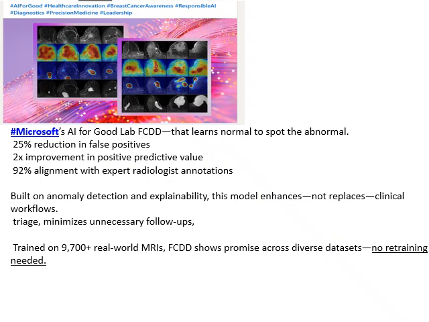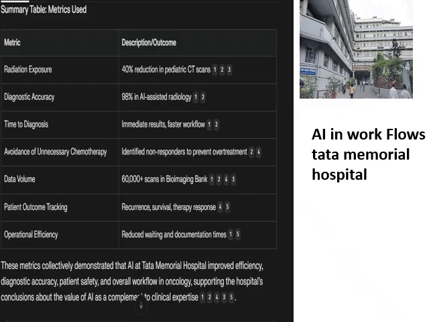Now have a look. AI was deployed in the Tata Memorial Hospital, a hospital with a very large volume of workload. They deployed it in a particular department. They found a lot of clinical benefits. They deployed the AI into the CT scans itself, and they found there was a 40% reduction in pediatric CT scans. They did not need them.